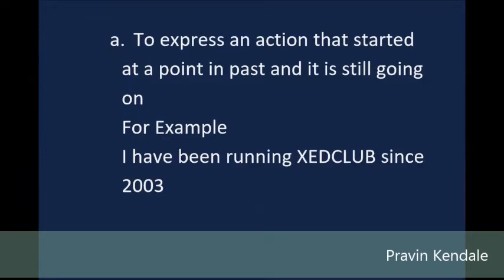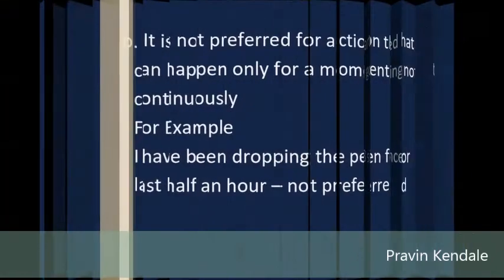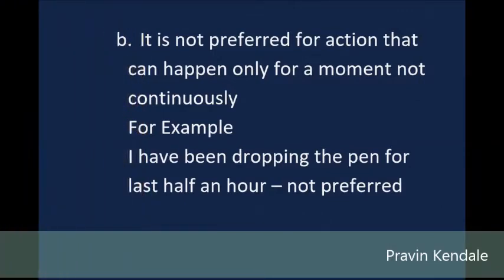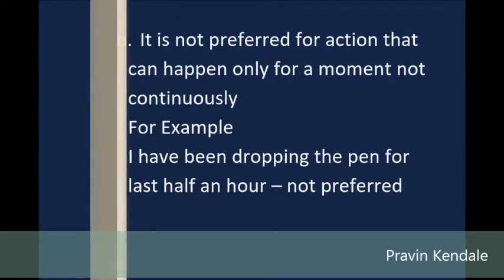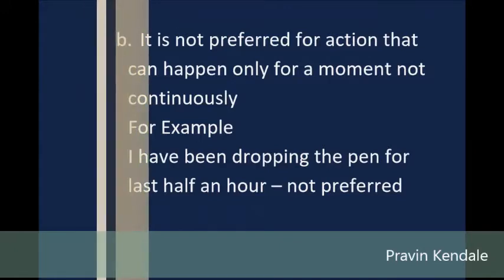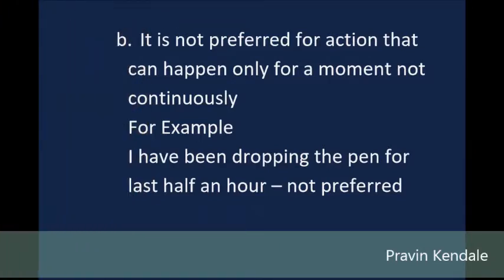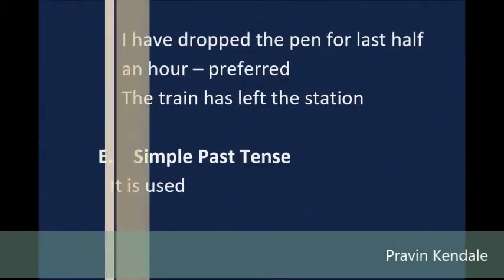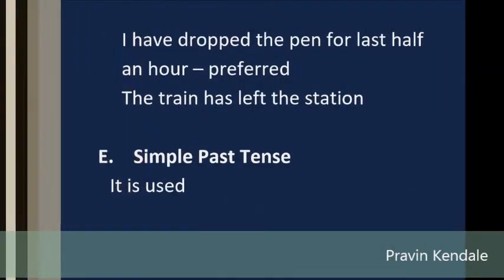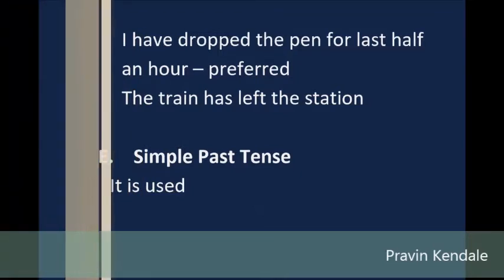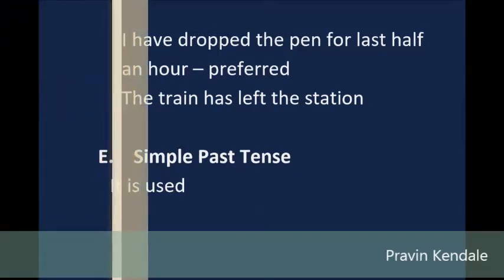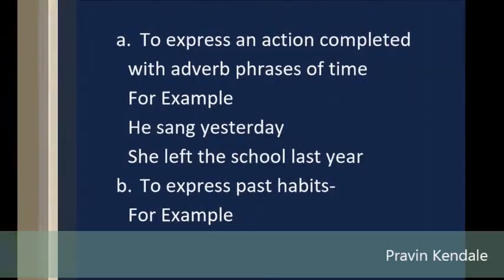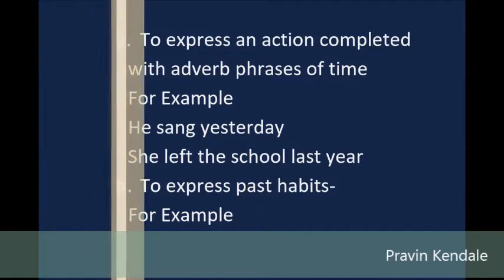It is used A. To express an action that started at a point in the past and is still going on. For example, I have been running Z Club since 2003. B. It is not preferred for an action that can happen only for a moment, not continuously. For example, I have been dropping the pen for the last half an hour, not preferred. I have dropped the pen for the last half an hour, preferred. The train has left the station.